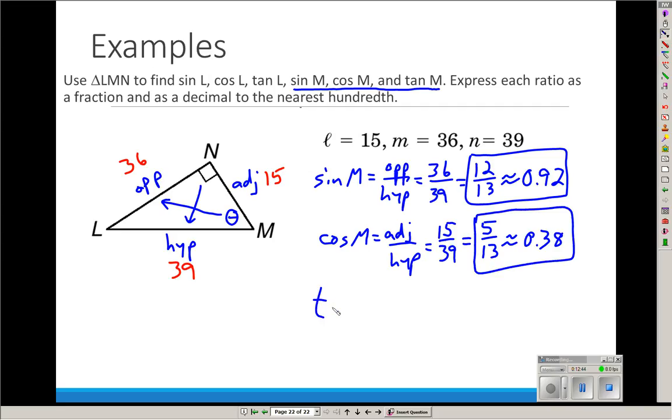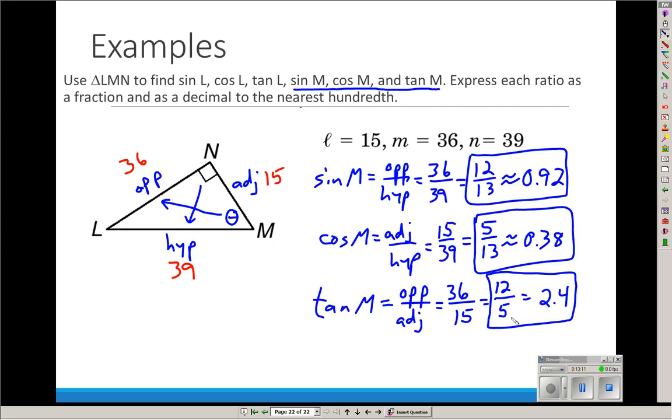Tangent of M, which is opposite over adjacent. Opposite is 36. Adjacent is 15. That reduces to 12/5, which is exactly 2.4. I don't need to round that one because that's exactly 2.4. So there's your ratios there.